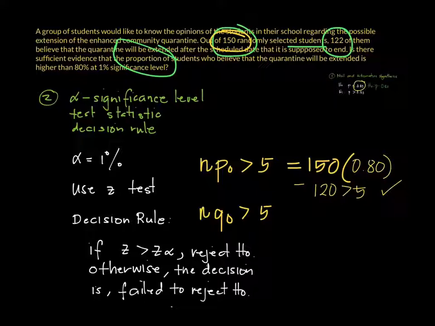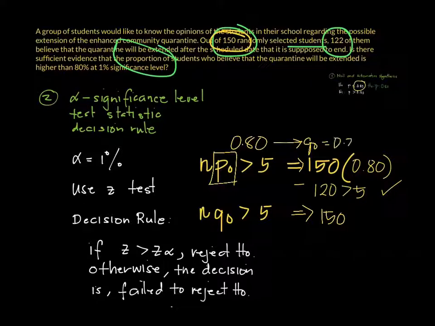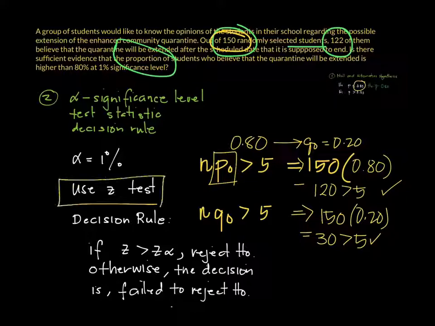For the second condition, nq sub 0 must be greater than 5, so we check that. That means 150 times q sub 0, which is the complement of p sub 0. If p sub 0 is 0.80, then q sub 0 must be equal to 0.20 to make 100%. When you compute 150 times 0.20, the value is equal to 30. And 30 is bigger than 5, so condition 2 is met. Therefore, the test that we have to apply is the z-test.